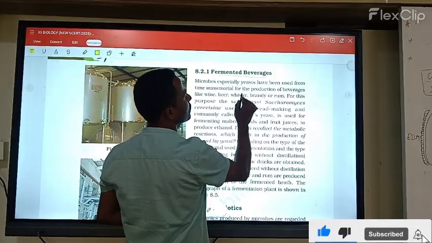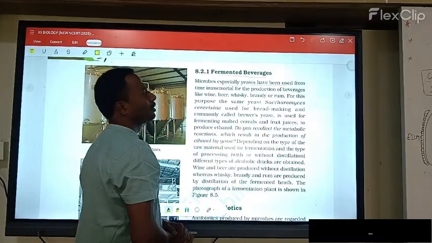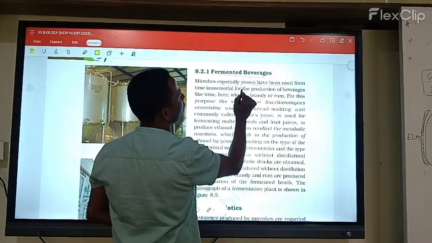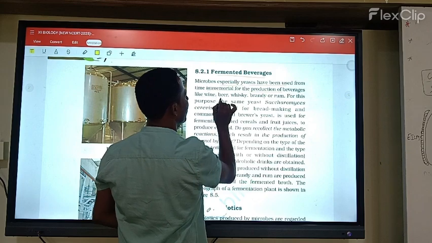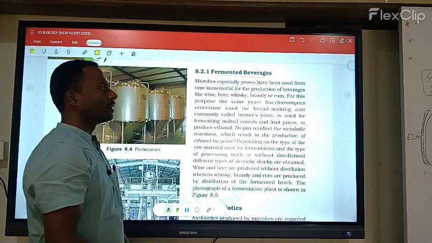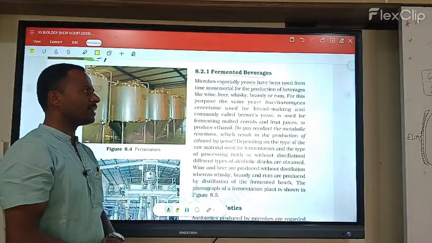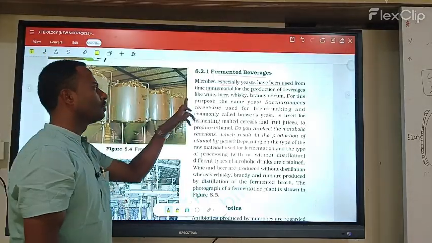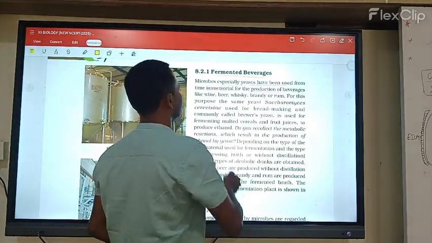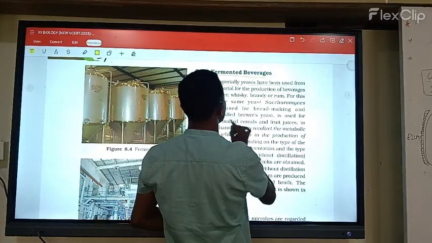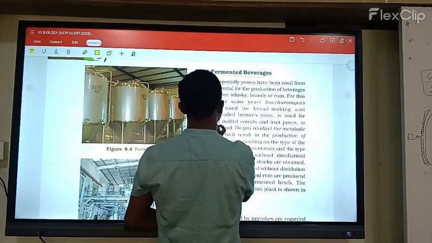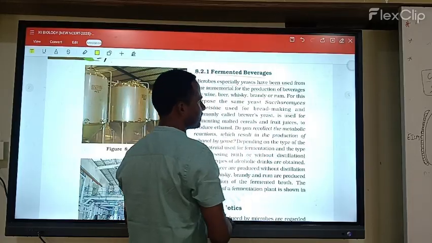Fermented beverages. Microbes, especially yeast, have been used from time immemorial for the production of beverages like wine, beer, whiskey, brandy, or rum. So yeast is mostly used in the beverage industry for the production of wines, beer, whiskey, brandy and rum. Saccharomyces cerevisiae, which is used in bread making, is commonly called brewer's yeast.